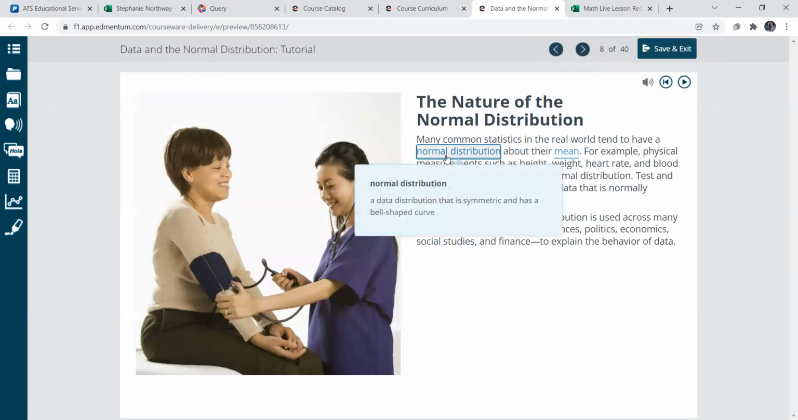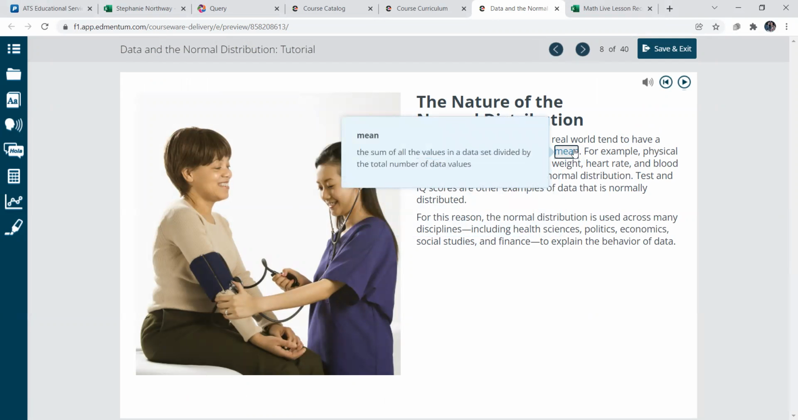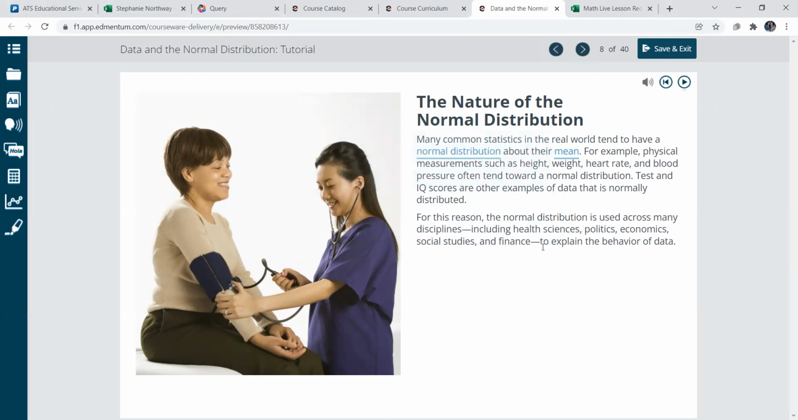Let's read more about normal distribution. It's a data distribution that's symmetric, has a bell curve, shaped like a bell, shaped like an upside down U. The mean is the sum of all the values in the data set divided by the total number of values. So you'll see things distributed like this, like weight, height, heart rate, blood pressure, IQ. You'll see it on a curve.